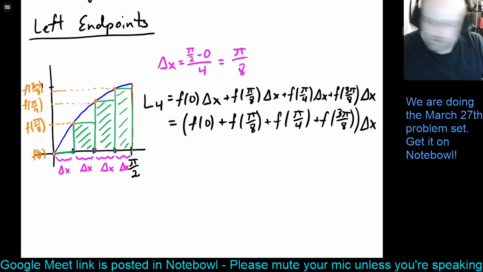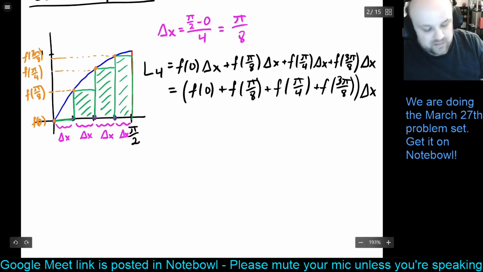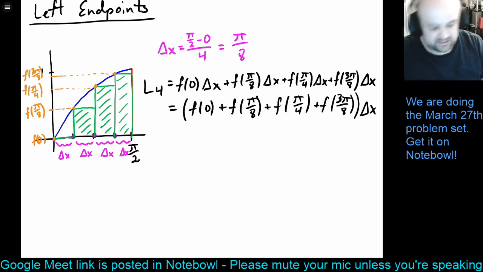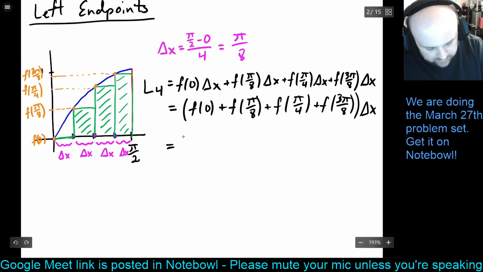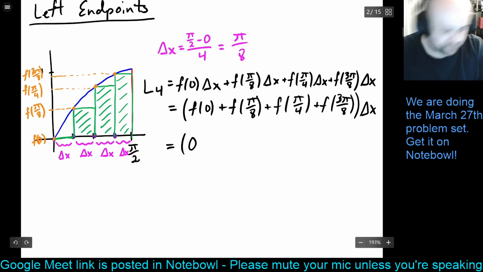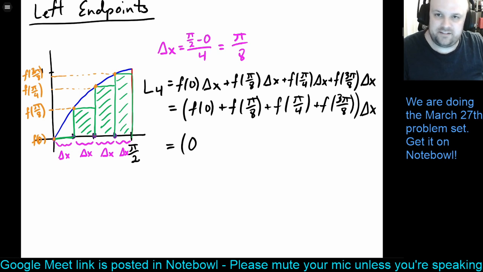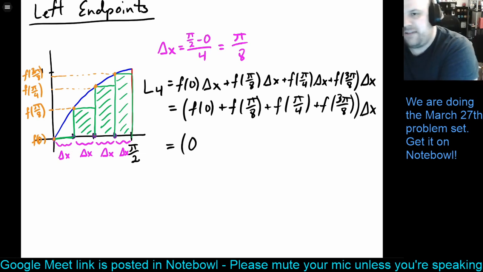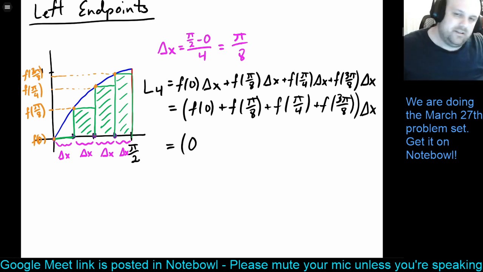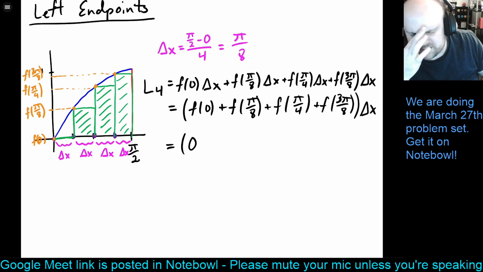Awesome. All right. So let's go ahead and actually compute these things now. f of 0 is 0. Sine of pi over 8. I don't know how many of you remember how to do the half angle stuff by hand, but I wouldn't recommend it. So let me just pop that into Mathematica. Sine of pi over 8. Right. Okay. There is a nice closed form expression for this.